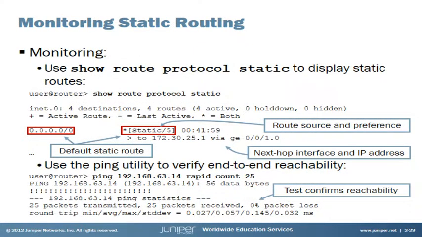Okay. What about monitoring static routing? Here is the command, show route protocol static, and it will pull up our static routes. We can take a look at that. We use ping to verify end-to-end reachability as usual.